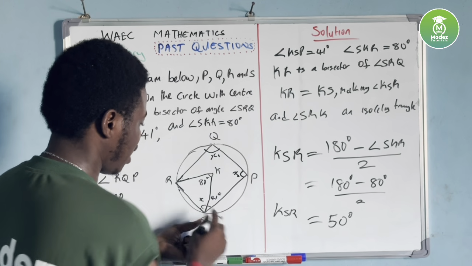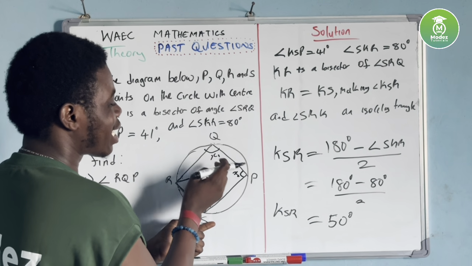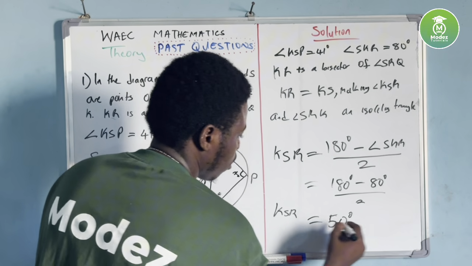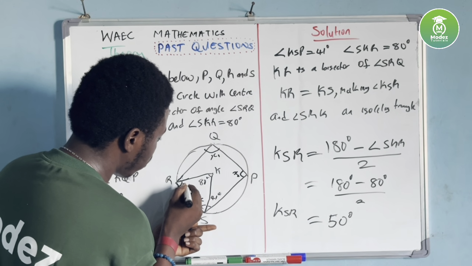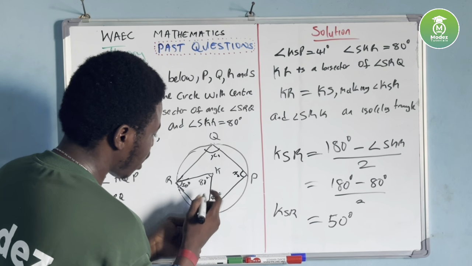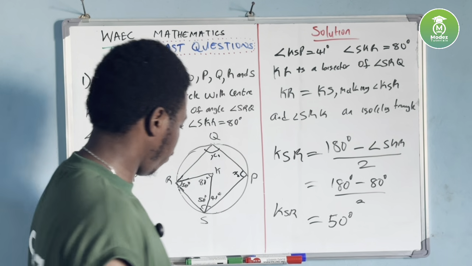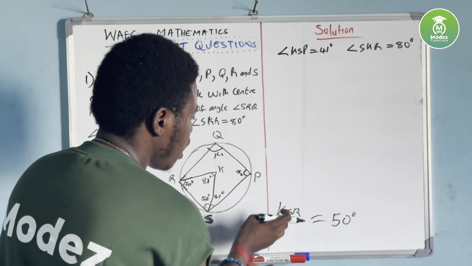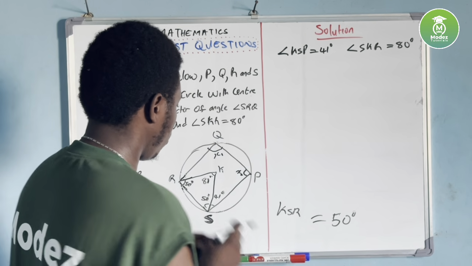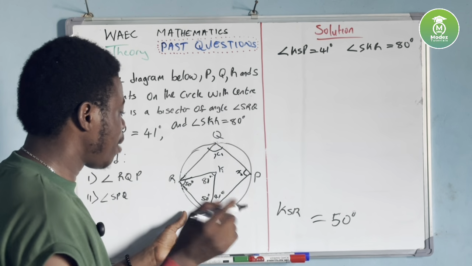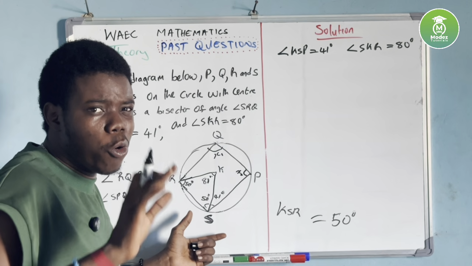And don't forget that KSR is the same thing as KRS, which means that here we also have what? 50 degrees. It is no longer X, it is now 50 degrees. I hope you are getting this. Let's move. Don't forget that KSR is the same thing as KRS, but we'll come back to that.